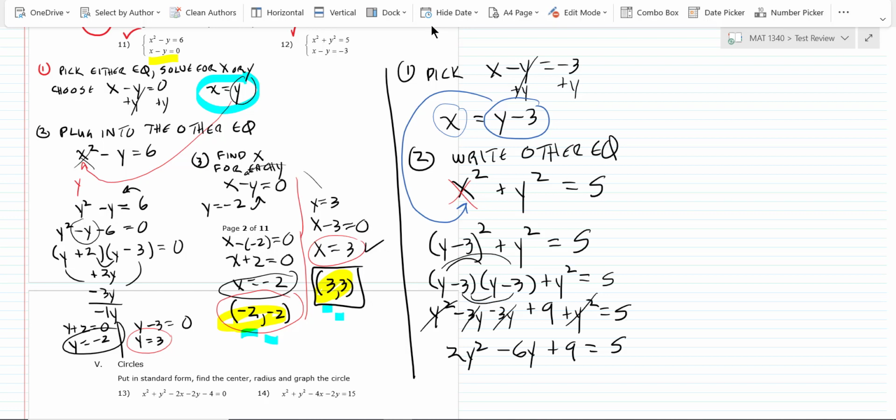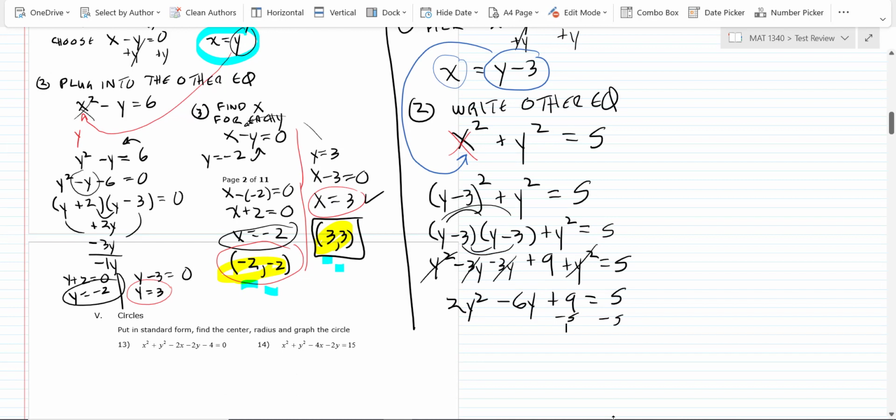Get one side equals 0. Right. Good. Okay. So do that. So you're going to get 2y squared minus 6y plus 4 is equal to 0. Okay. And I'll tell you one thing that will happen on this final a lot. The most common thing that's going to pop up is quadratic equations. I mean, it's going to be on there in several problems.